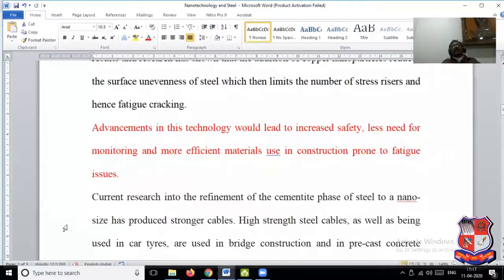Advancement in this technology would lead to increased safety and less need for monitoring. You do not need frequent monitoring or everyday checking, because we have proper material added and we are taking the benefit of it. More efficient material is used in construction prone to fatigue issues.